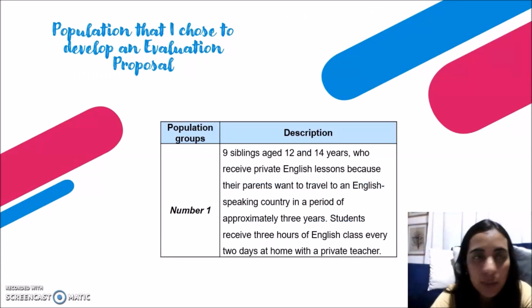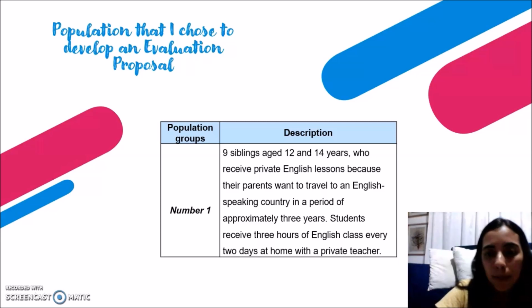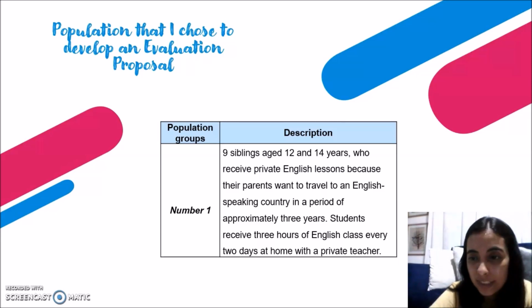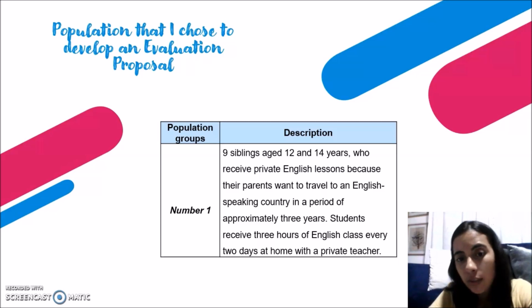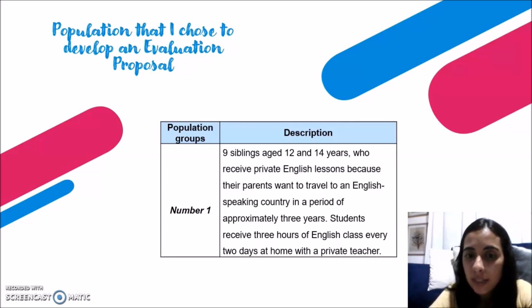The first thing I want to mention is the population that I chose individually in step number 4. In this case, I chose the first population that, according to the activity guide, is characterized as follows: 9 siblings aged 12 and 14 years who receive paid English lessons because their parents want to travel to an English-speaking country in approximately 3 years. So this student received 3 hours of English class every 2 days at home with a private teacher.